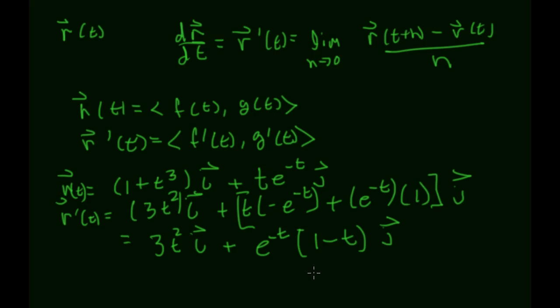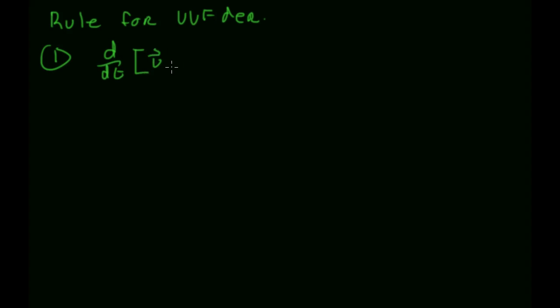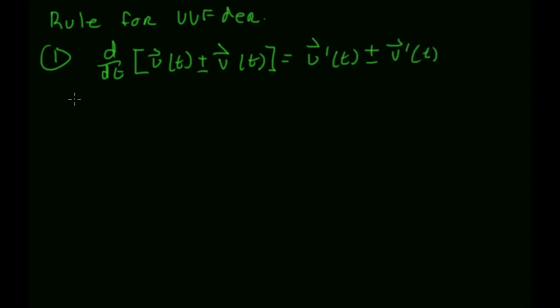We can establish a couple of simple rules here that should be helpful. So we're going to find 4 rules for vector valued function derivatives. The first one is like a sum or difference rule, which says that if you take the derivative with respect to t of the sum or difference of u and v, then you just get the sum of the derivatives. So it's going to be u prime of t plus or minus v prime of t, depending on whether it's a sum or a difference. Okay, so that works the same way.